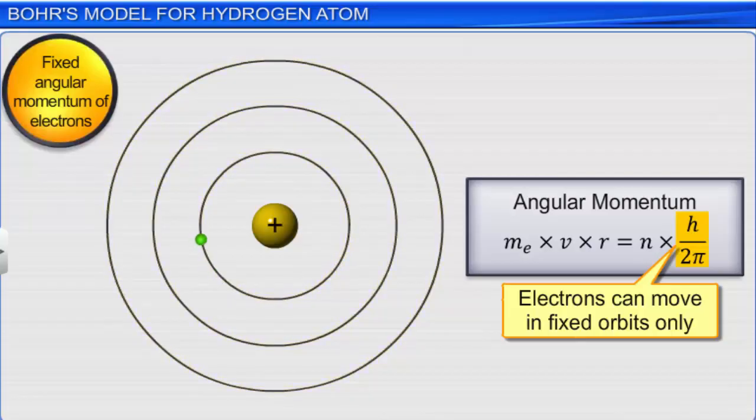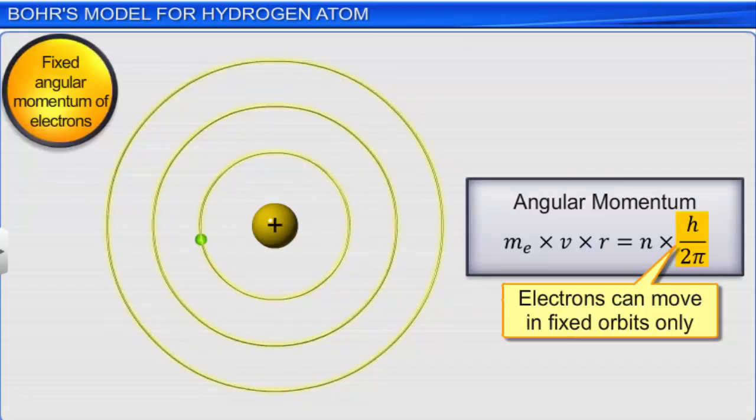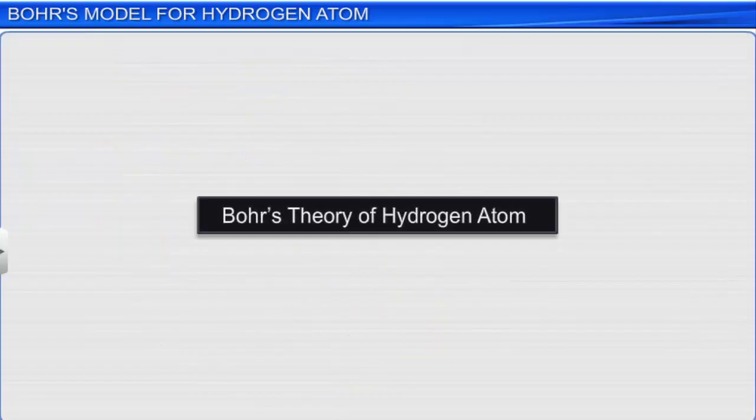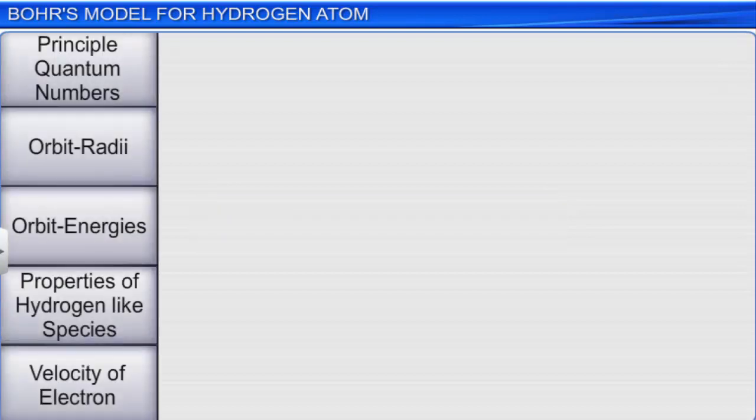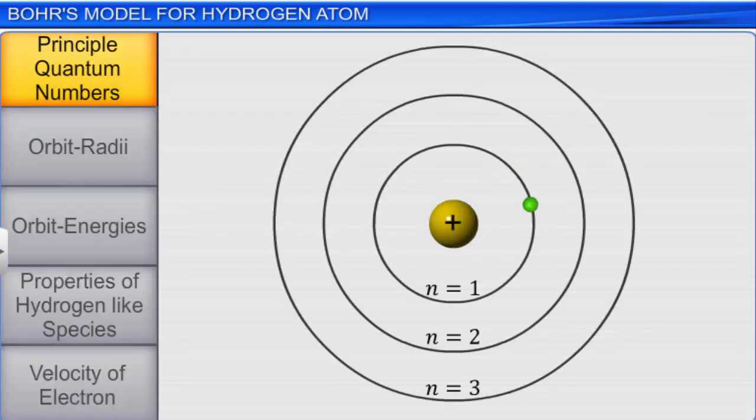Let us now get into more details of Bohr's theory of the hydrogen atom. According to Bohr's theory, the stationary states for the electron are numbered n is equal to 1, 2, 3, and so on. These integral numbers are called principal quantum numbers.